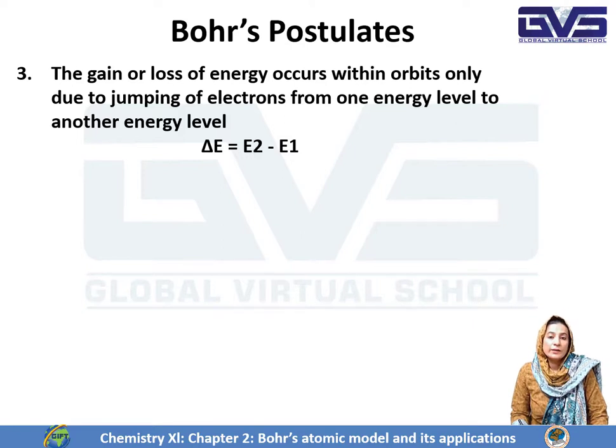And when it tends to move towards a higher energy level, then it will gain energy and move towards the higher orbit, higher shell, or higher energy level, and the difference will be calculated by E2 minus E1. E1 represents the lower energy level, or you can say its home energy level, and E2 represents the higher energy level. So this difference tells how much energy it will gain or lose.